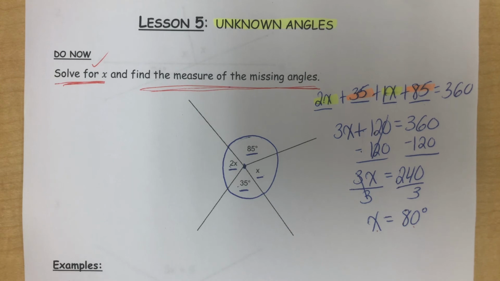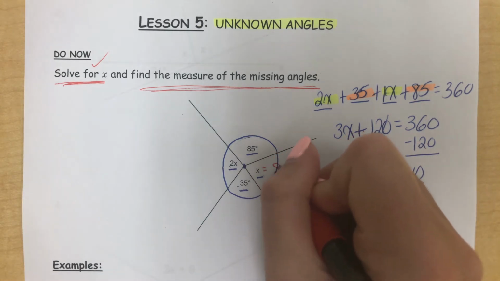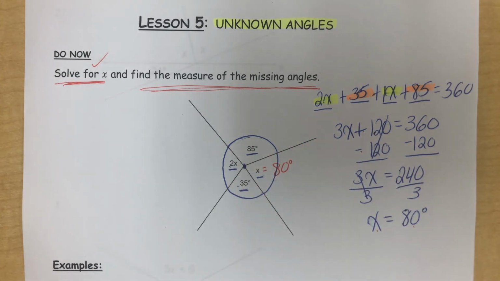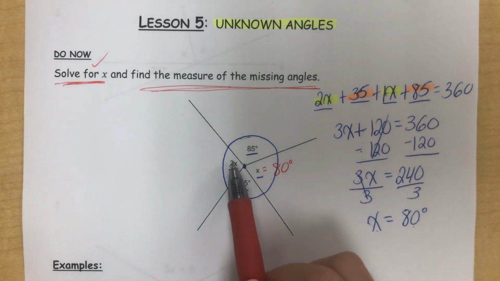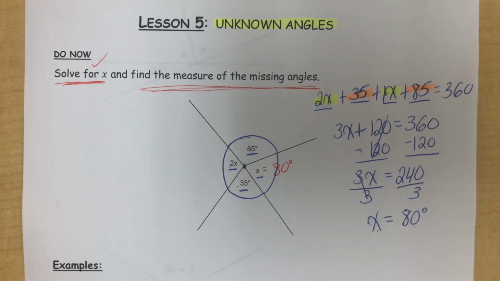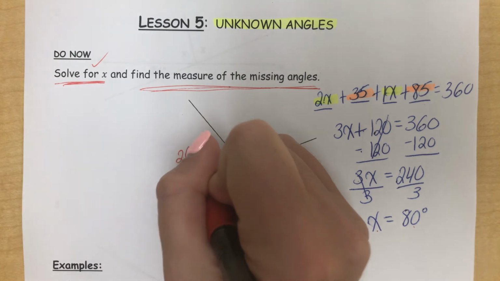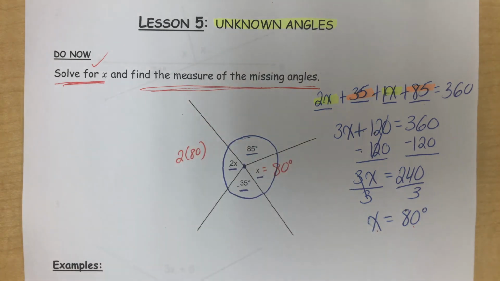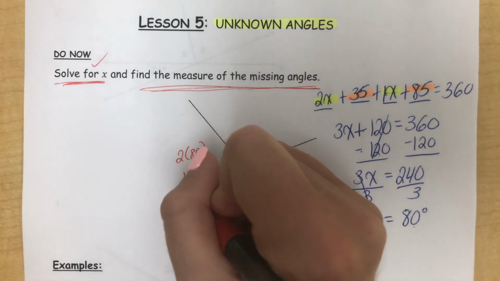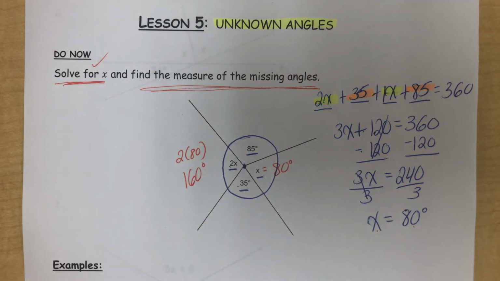So I'm going to go back and plug that 80 in, so that way I have found all of the missing angles. So again, I know that x is going to be 80 degrees, so I can just fill that in. And here I have a 2x. 2x is multiplication, so it's really 2 times 80, and 2 times 80 is 160 degrees. And that would have been the missing angle right here. And now we are done. We found the measure of the missing angles. These we already knew, and we are good to go.